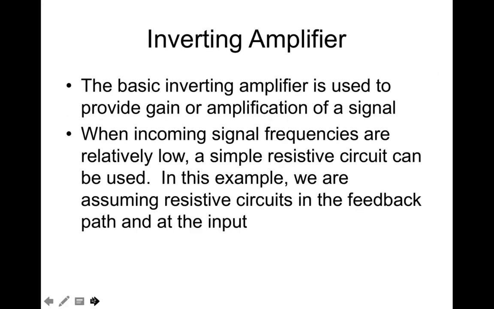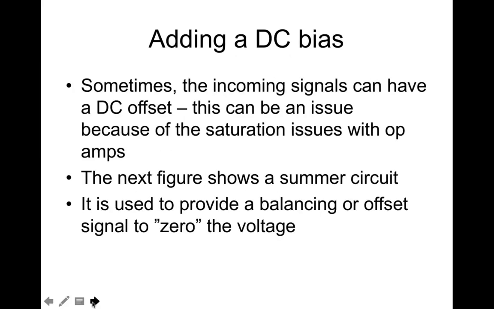The first and most simple circuit that's used is the inverting amplifier. The basic inverting amplifier is used to provide gain or amplification of a signal. When incoming signal frequencies are relatively low, then we can use just a simple resistive circuit. I believe in the next slide, a figure is shown. Not yet. Okay, and also sometimes, in addition to that, we want to add a DC bias.